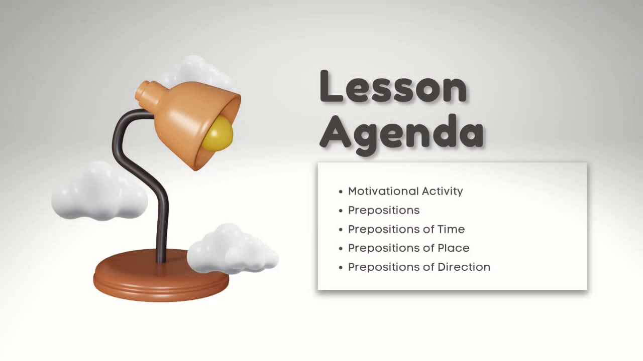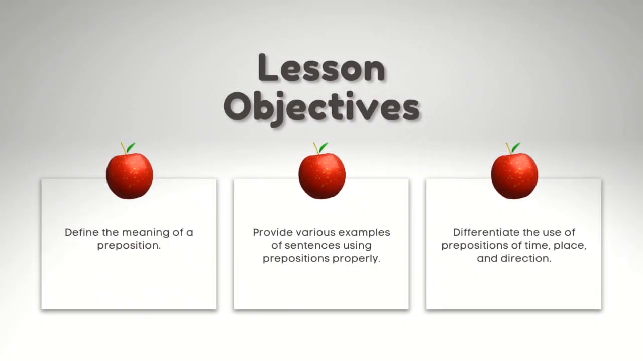Now let us look at the lesson objectives. At the end of this lesson, there are certain things you must have known, certain knowledge you must have gotten. So get your pen and jot down the objectives. You must be able to define the meaning of a preposition. You must be able to provide various examples of sentences by using prepositions properly.